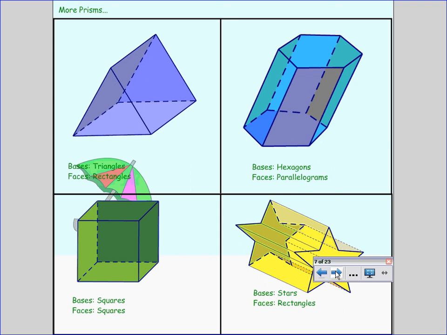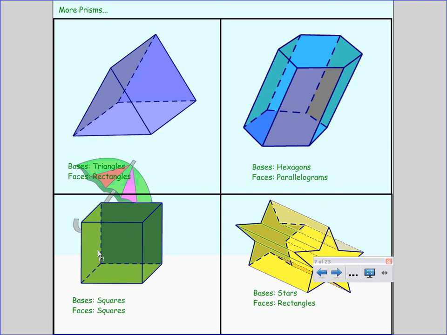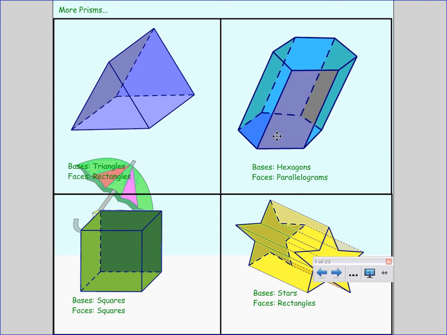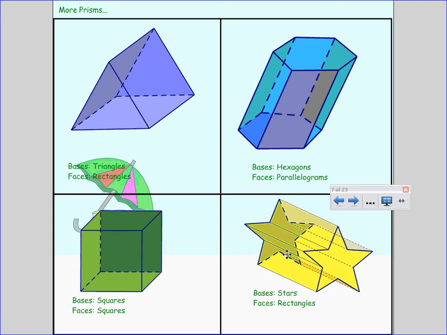Okay, sometimes we'll run into the situation like we run into right here, where the bases and the faces are the same. They're all squares, and we know that to be our cube. Okay, this one the bases are triangles and the faces are rectangles. Okay, this one here the bases are hexagons. This is an oblique figure, so the faces are parallelograms. Okay, this one here is a star. Okay, it's still a prism. The bases are stars, and then the faces are rectangles.